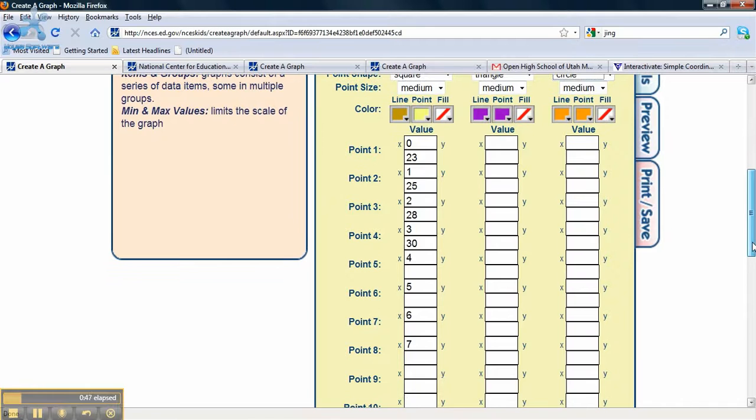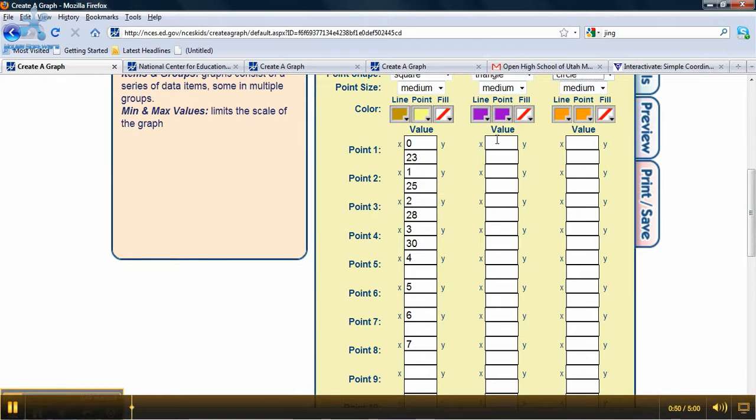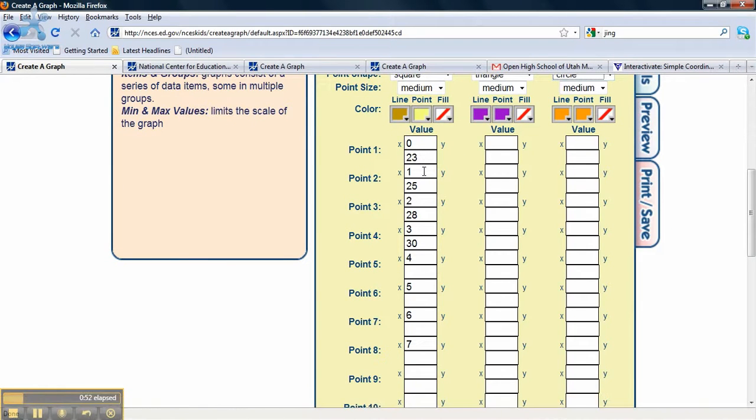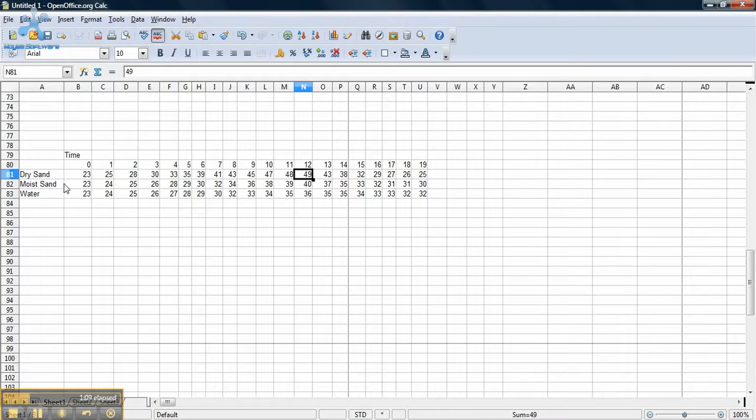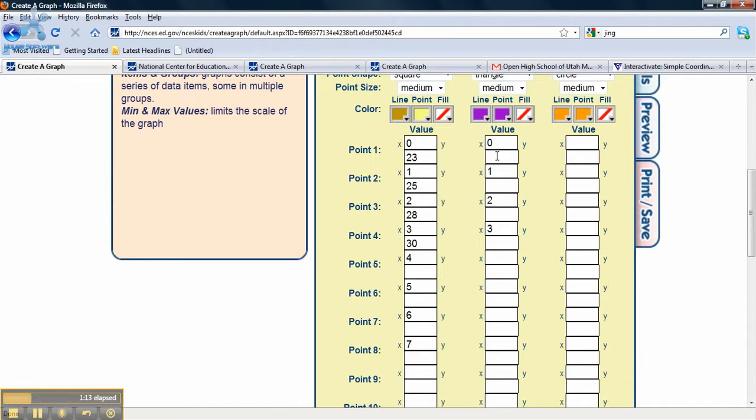What I wanted to show you is when you add in 3 groups, the data is now stacked on top of each other. So it's going to help to know that the X value is first. It's always first in a set of ordered pairs. So you might want to go in and type the X values in first, and then go back and fill in the Y values from what you have in your chart. So moist sand for 0 would be 23, and you'd fill in 23.